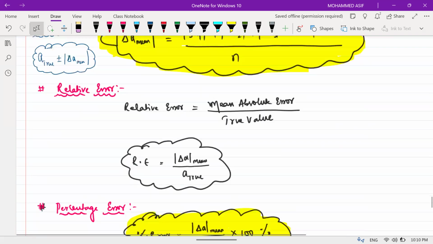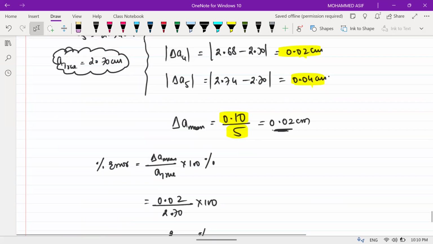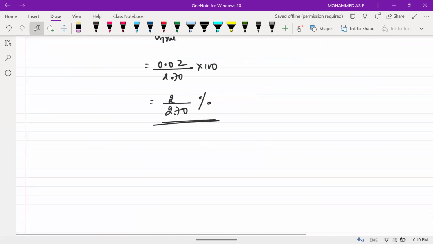Sure. So these are the basic terms. Everything is over for the introductory point of errors. And let us try to go for the next part.